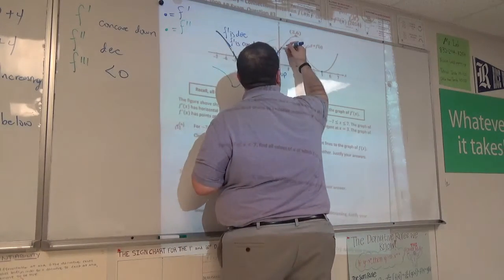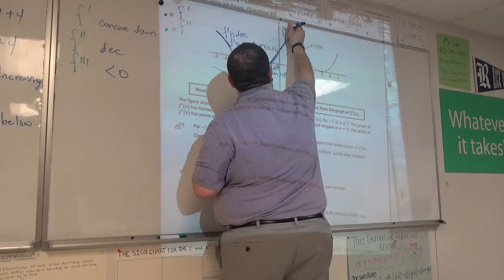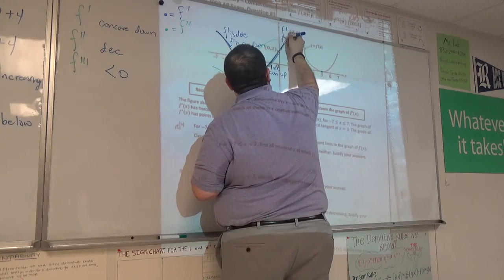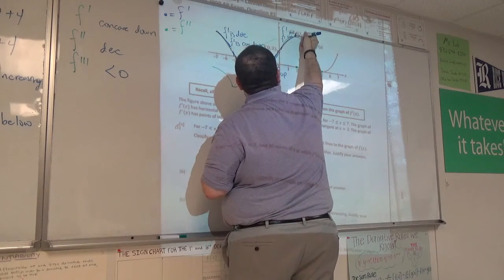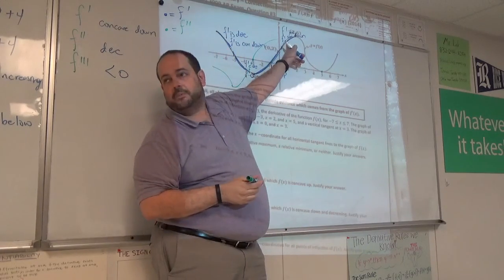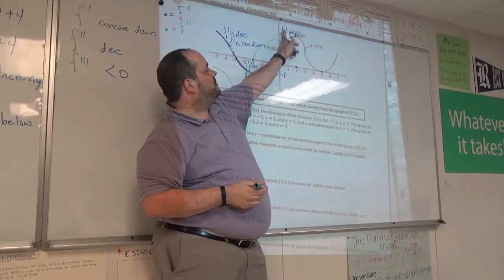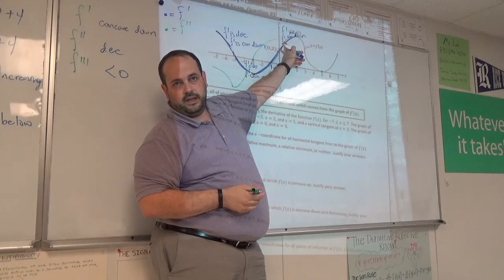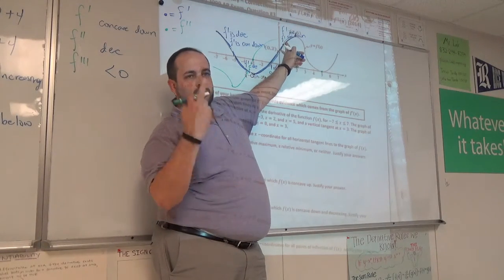On this next interval, F prime, two things. F prime is increasing. F prime is concave down. Turn to somebody near you, tell them what's going to happen with F double prime. F prime is increasing, concave down. F double prime has to be two things.